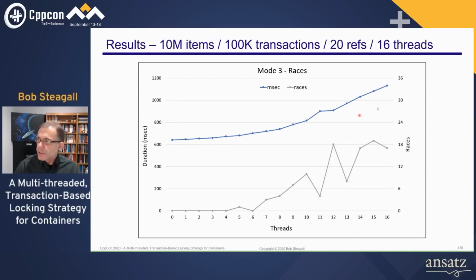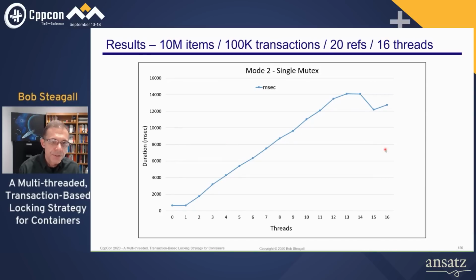I did it for 1 to 16 threads, and this is the test where I was deliberately trying to find race conditions. It's labeled races, so I misspoke earlier. This particular graph shows the case of attempting to find race conditions. With 10 million elements, for each number of threads, the number of races I would find, where two transactions were trying to update the same element at the same time, was very small.